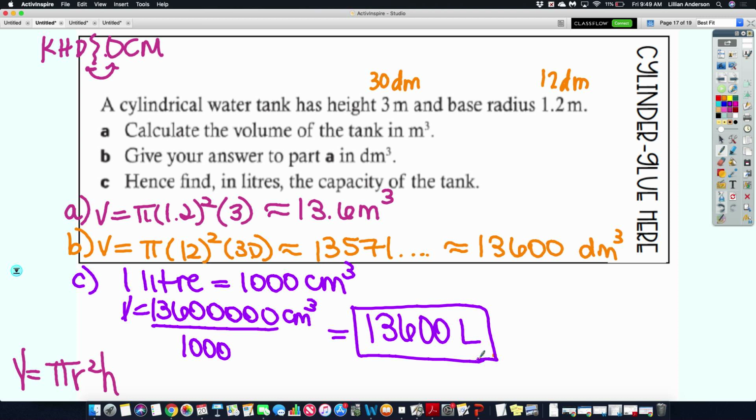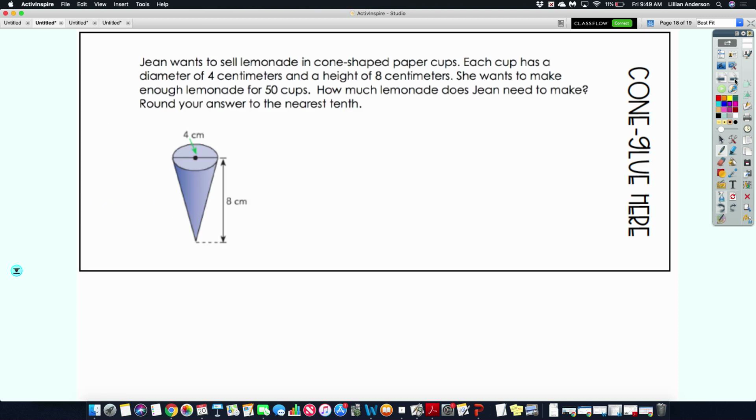All right. Let's finish up the last two. Okay, we're going to do a cone and then a sphere. All right. Jean wants to sell lemonade in cone-shaped paper cups. Each cup has a diameter of 4 centimeters and a height of 8 centimeters. If the diameter is 4, what is the radius? 2. She wants to make enough lemonade for 50 cups. How much lemonade does Jean need to make? Round your answer to the nearest 10.